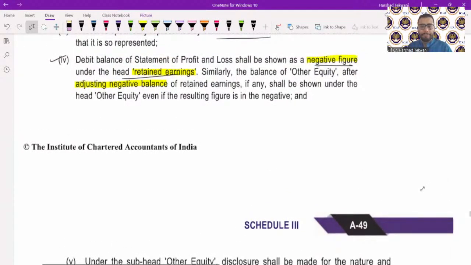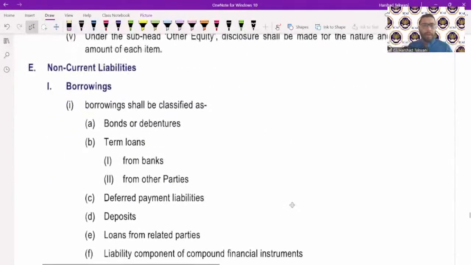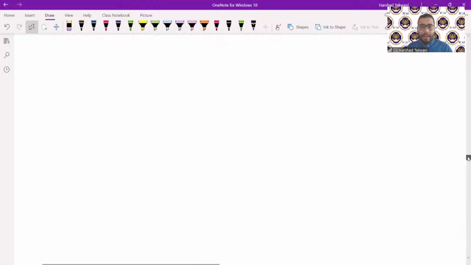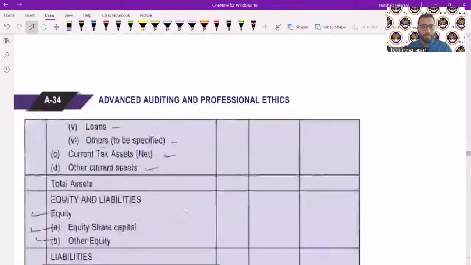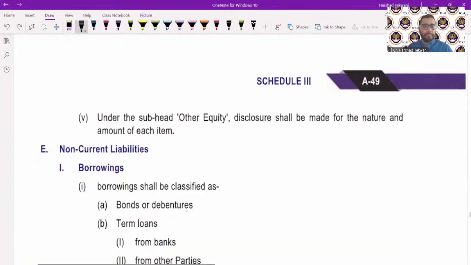Okay, that was the other equity. Now, coming back to the liabilities, current and non-current liabilities. So we are done with share capital and other equity.